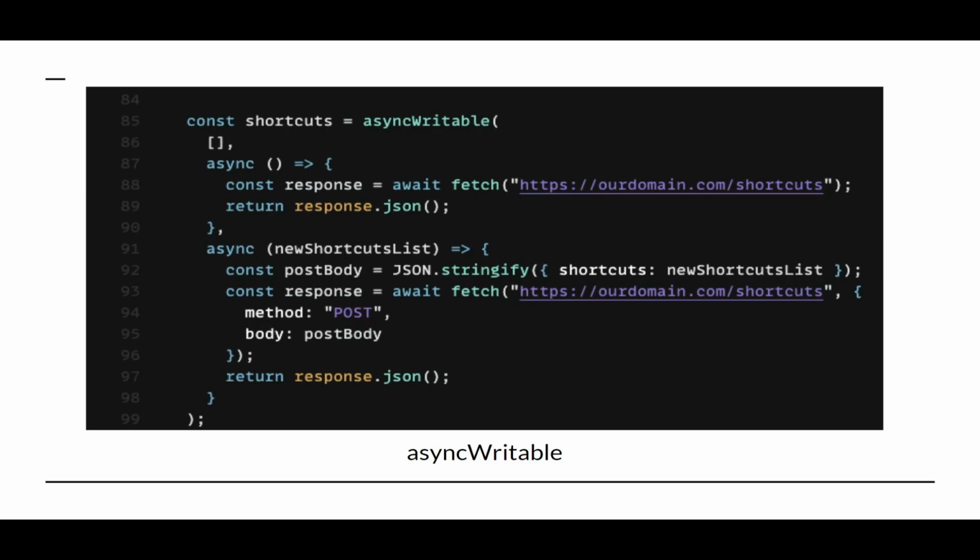The first two parameters in creating an async writable store work the same way as an async derived store. However, you can pass another async function as a third parameter to an async writable store. This function is called after we set or update the store, and thus can be used to kick off asynchronous side effects such as persisting the new shortcuts list to our backend.